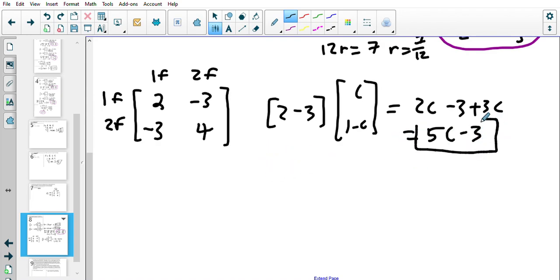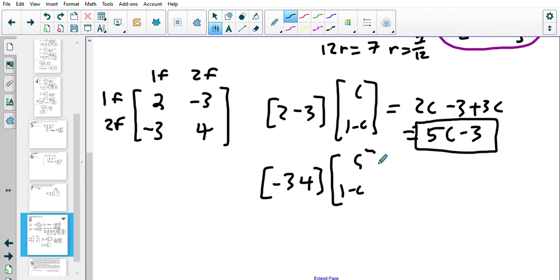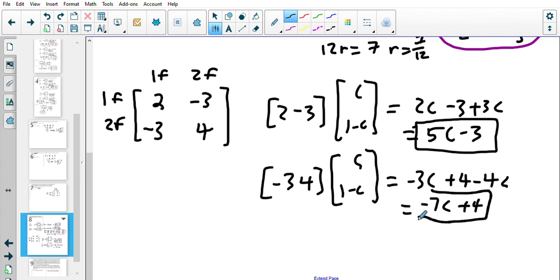And then we'll play our arbitrary column strategy against the second row. -3, 4 against C, 1 minus C. That gives us -3C plus 4 minus 4C, or -7C plus 4. So we'll set those equal to each other and see what value of C optimizes the strategy. 5C minus 3 equals -7C plus 4.